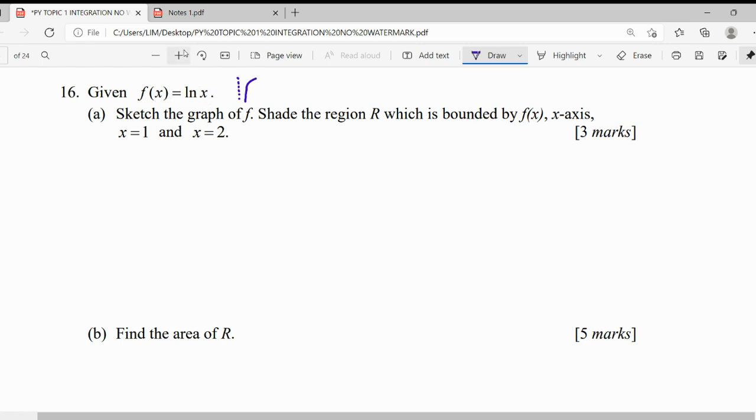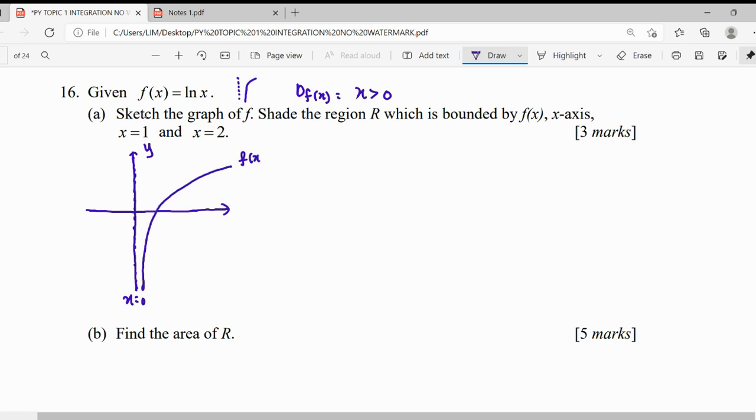The domain of the function is x greater than 0, so the vertical asymptote here is x equals 0. We're going to draw x equals 0, which is on the y-axis. So here will be our asymptote and, at the same time, our y-axis, x equals 0. Then, as we draw our lamp post, this is our function y equals ln x.